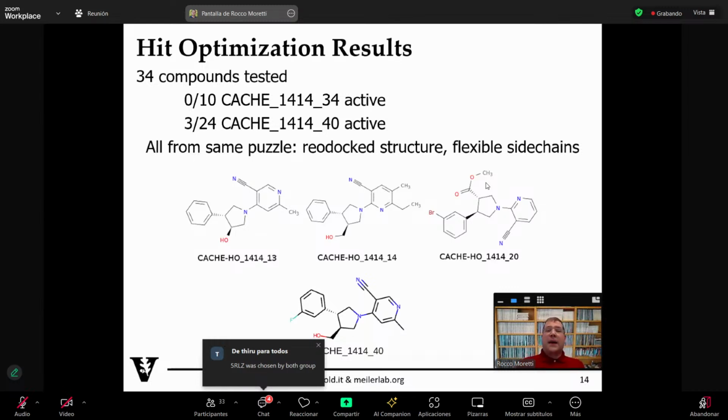So for the results from the hit optimization rounds, we had 34 compounds that were tested. 10 of them came from compound number 34, and 24 came from compound 40. We had 3 that were classified as active via the CACHE organizers, and those 3 all came from the same starting molecule, number 40, and also all of them came from the same puzzle, the same setup. It's the redocked structure and with flexible side chains. And as you can see down below, all of these molecules are very similar, using a very similar core structure, and again with different diversification.